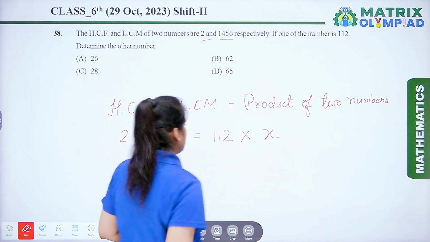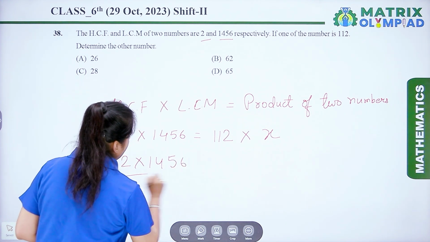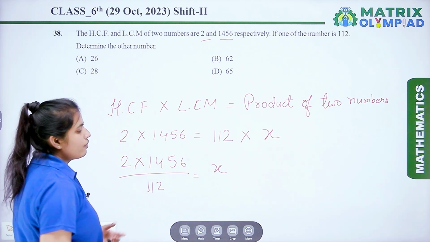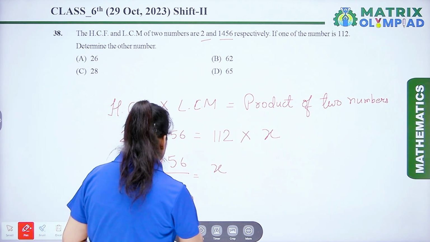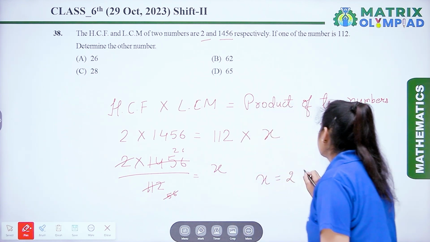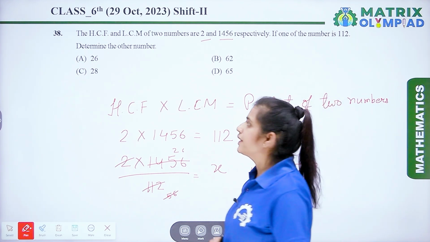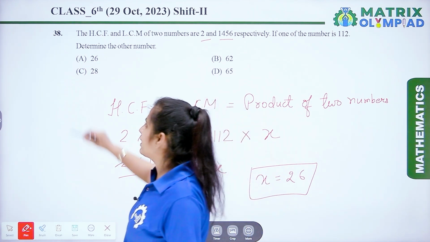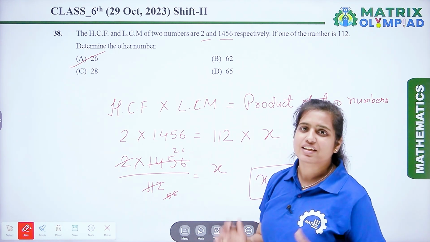So here, to find the unknown number x, we have to calculate this, and after calculation we get the value of x as 26. It means the other number is 26. So according to the options we can say that option A is the correct answer. Option A is 26. That is the correct one.